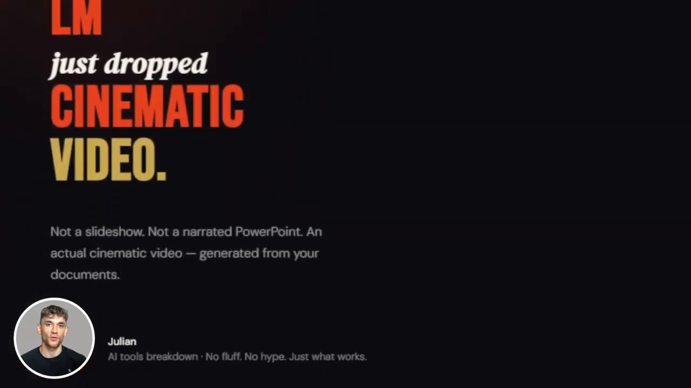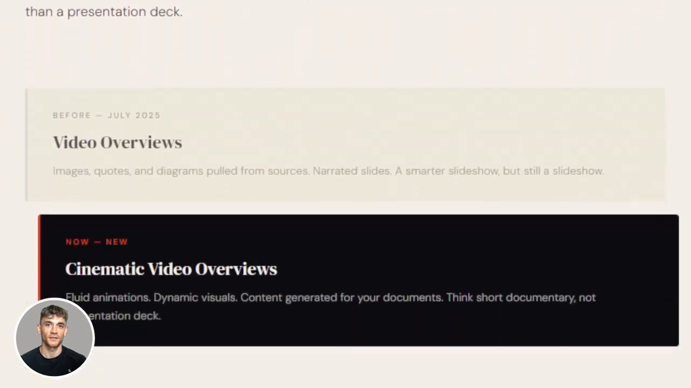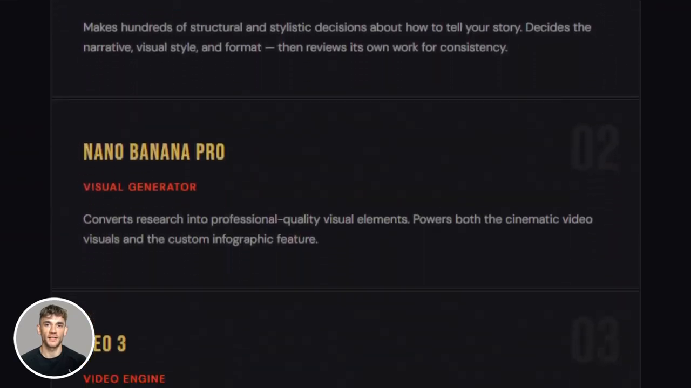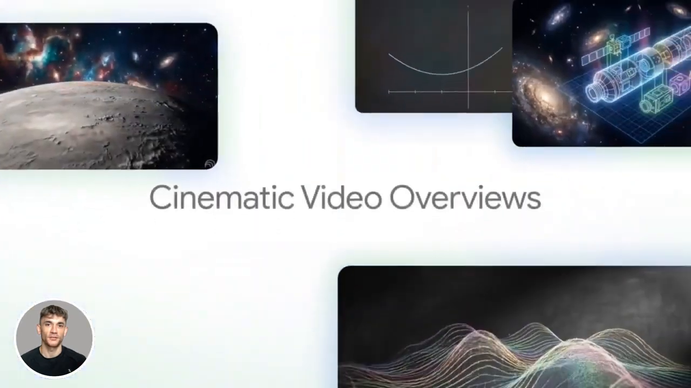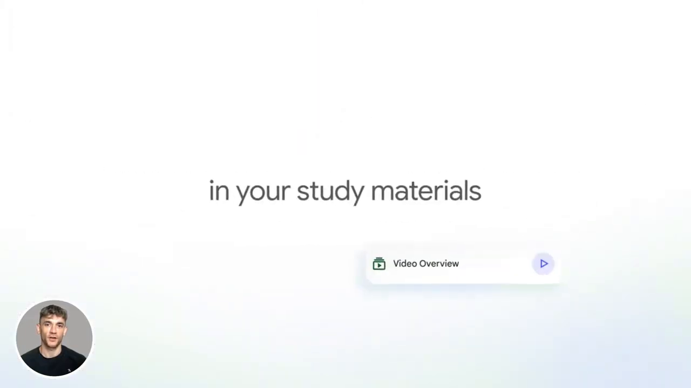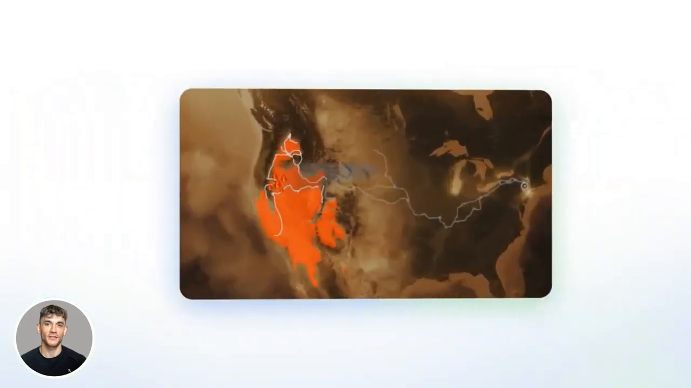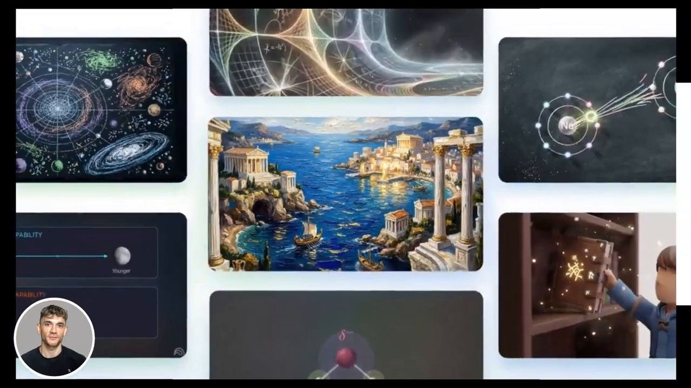Think about what it would normally take to produce something like this. You'd need to write a script, find or create visuals, record a voiceover, edit the whole thing together. That's hours of work, even if you know what you're doing. With cinematic video overviews, you skip all of that. You still need to curate your sources carefully. That part matters a lot, but the production side is handled entirely by the AI. That's a serious time save for anyone who regularly needs to communicate complex information to an audience.